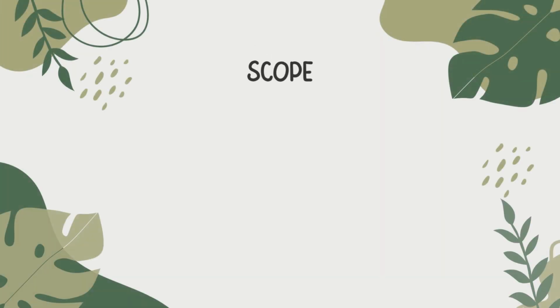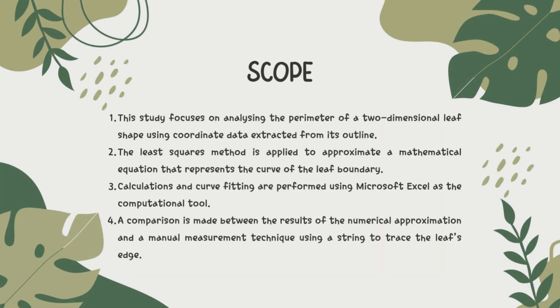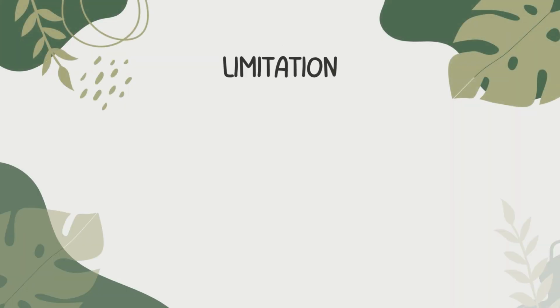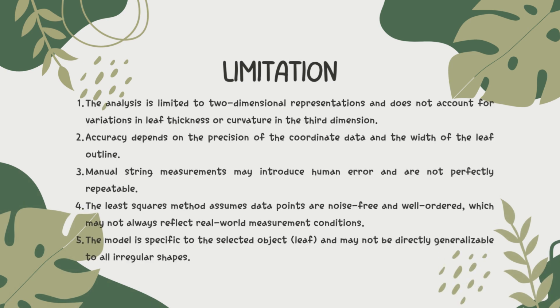The scope of the project focuses on analyzing the parameters of a two-dimensional leaf shape using coordinate data extracted from the outline. The least squares method is applied to approximate the mathematical equation that represents the curve of the leaf boundary. Next, calculations and curve fitting are performed using Microsoft Excel as the computational tool. A comparison is made between the result of the numerical approximation and a manual measurement technique using a string to trace the leaf's edges. Here are 5 limitations we dealt with along the analysis.